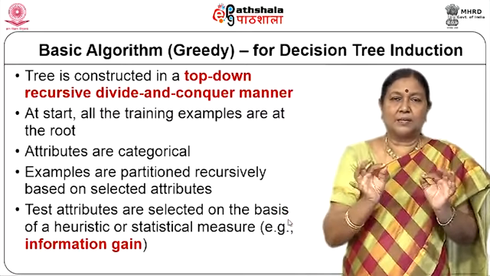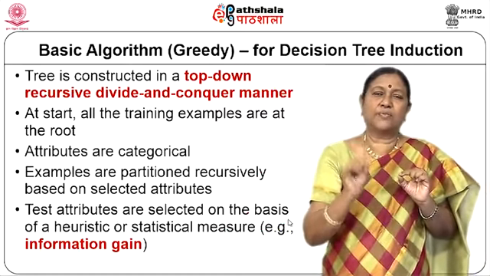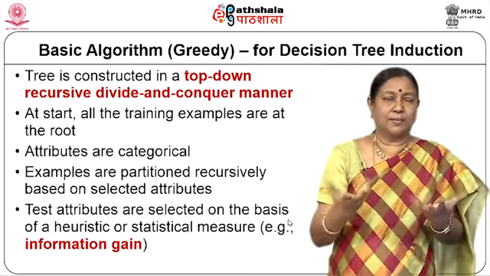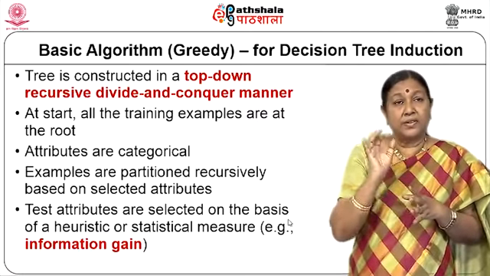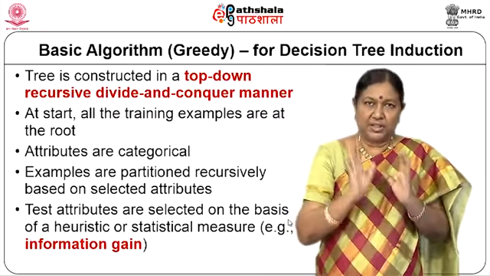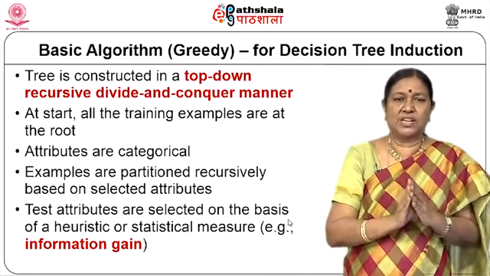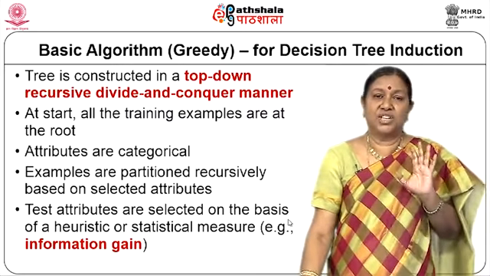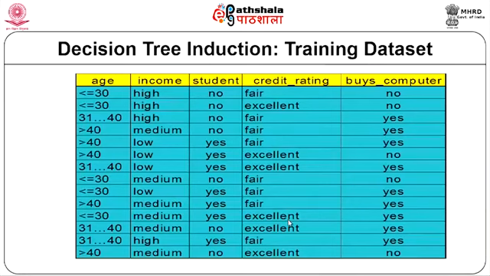So, these test attributes are selected on the basis of a heuristic or a statistical measure. It is not exactly that it will give you the best, but it is a heuristic that we are using, or it could be based on a statistical measure, which they normally use, what is called information gain. Okay. So, this is a decision tree.